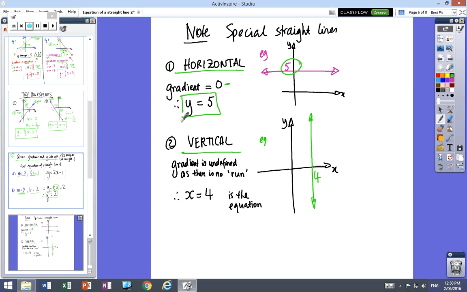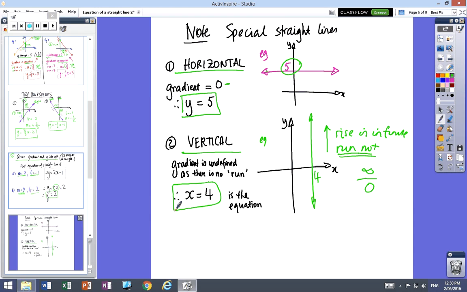But with a vertical line, it's just a little bit different. It's going straight up, so the rise is infinite, and there is no run. You can't have a zero run, because you can't divide by zero, and you can't have infinity on the top. It's undefined. So what we say is there is no y-intercept and there is no gradient, and so this is the only equation that actually starts with an x equals. So when you have a vertical line, it's x equals, and that's the only time it happens.